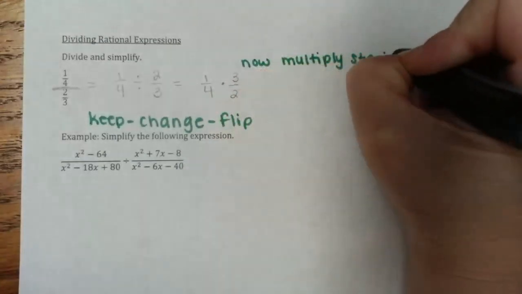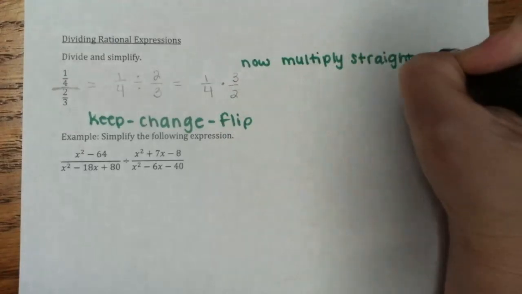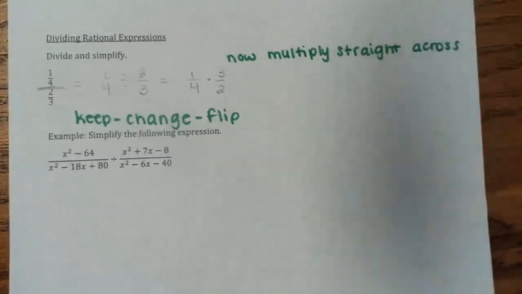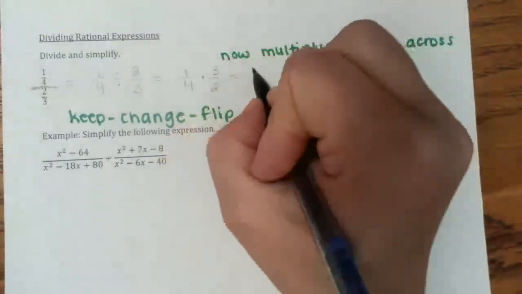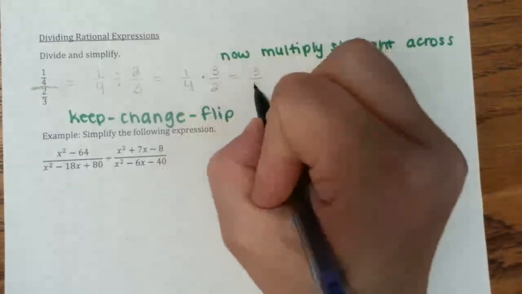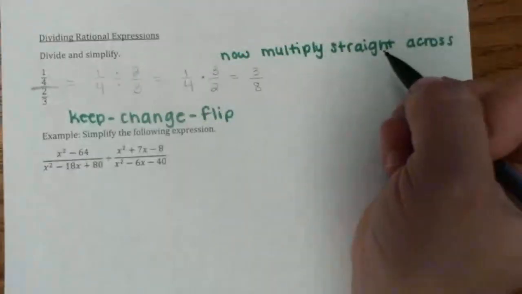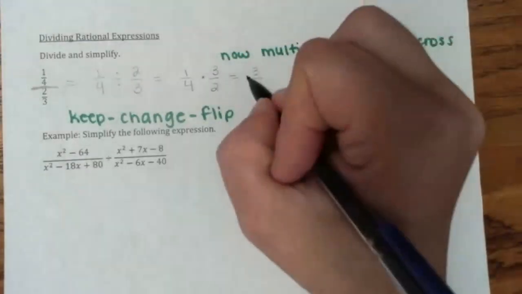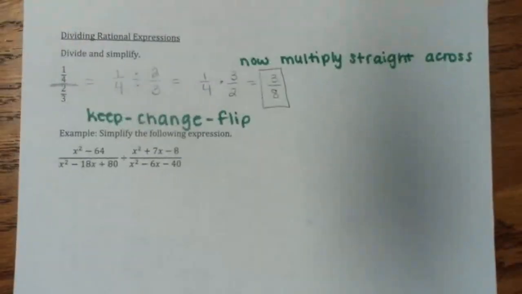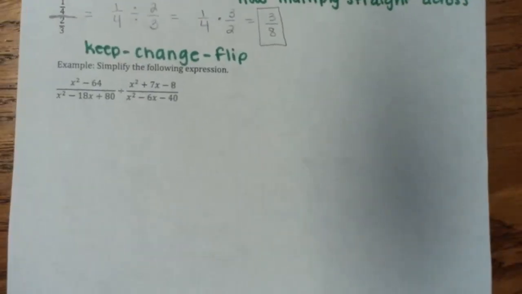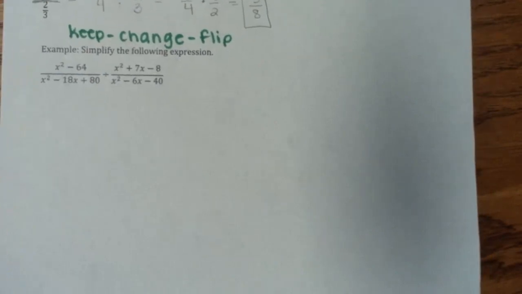All right, let's do it. Going across, 1 times 3 is 3, all over 4 times 2 is 8. 3 and 8 don't have any factors in common, so nothing to cancel out. So it's in simplest form, so we're done. 3 divided by 8.